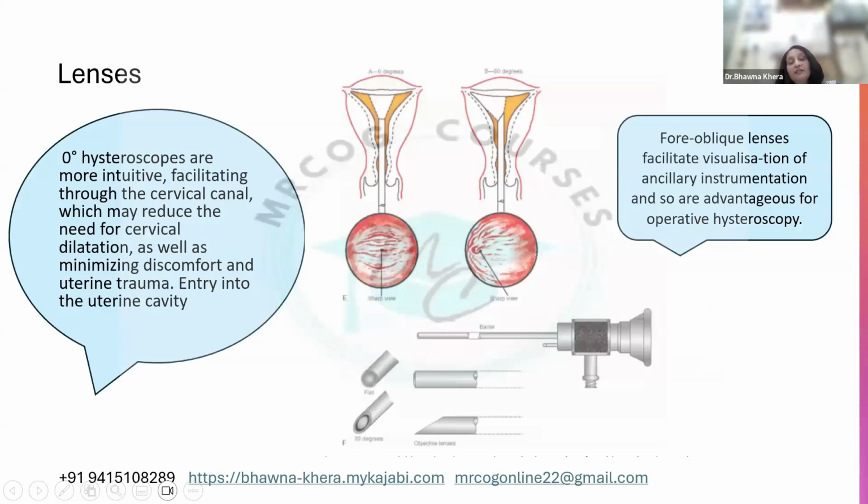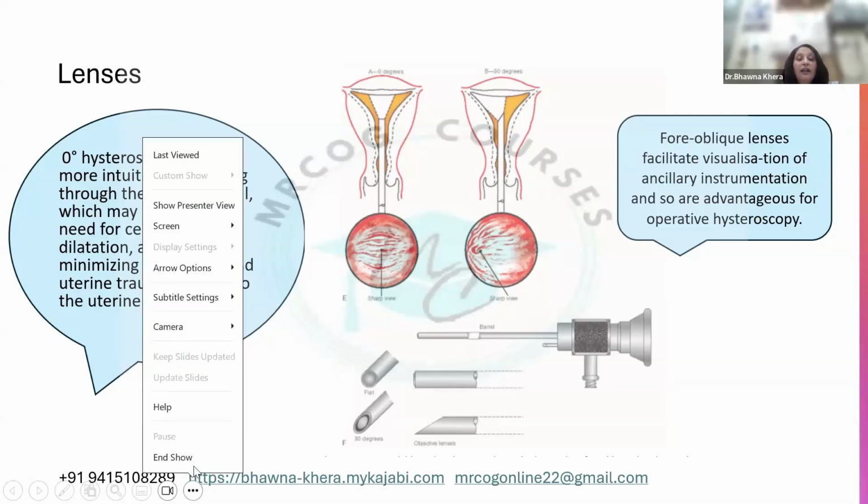Now, what about the lenses? We can have a 0 degree where we go directly straight. You see here, you are going directly straight and your lens is flat, that is 0 degree. So you can see your area right away there, and you are looking directly at this funnel. You are looking straight at it. So this is the 0 degree one.